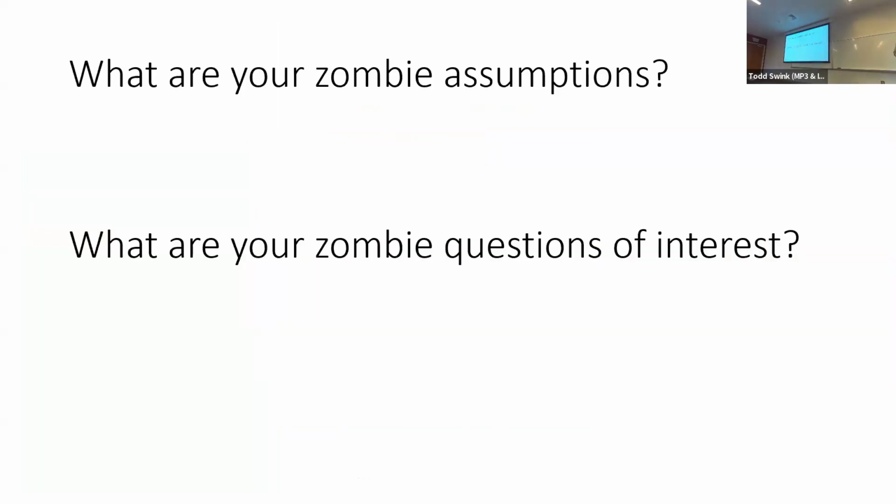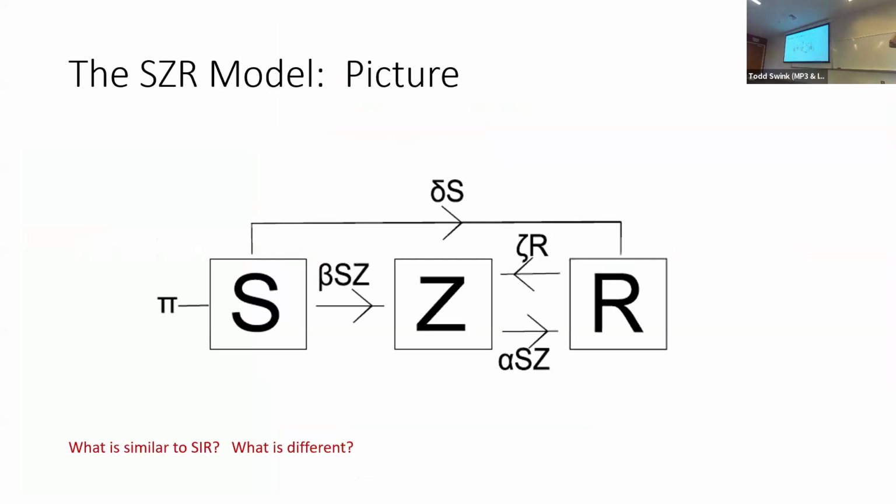So we talked about our zombie assumptions and some questions. This was our original model. Instead of SIR, it says SZR. You have the S's go into the Z's, beta S times Z. So it's not density dependent, but random mixing. And then the Z goes to the R. The zombies go into recovered or removed. You can also go directly from S to R. You could die of another cause.